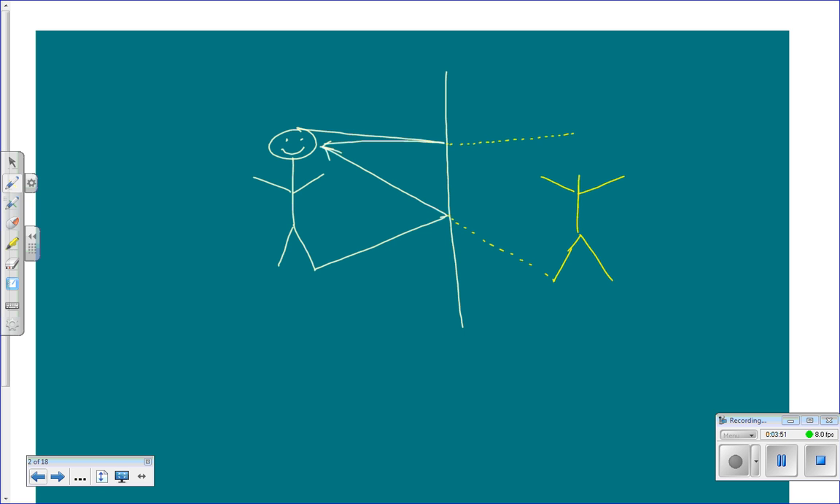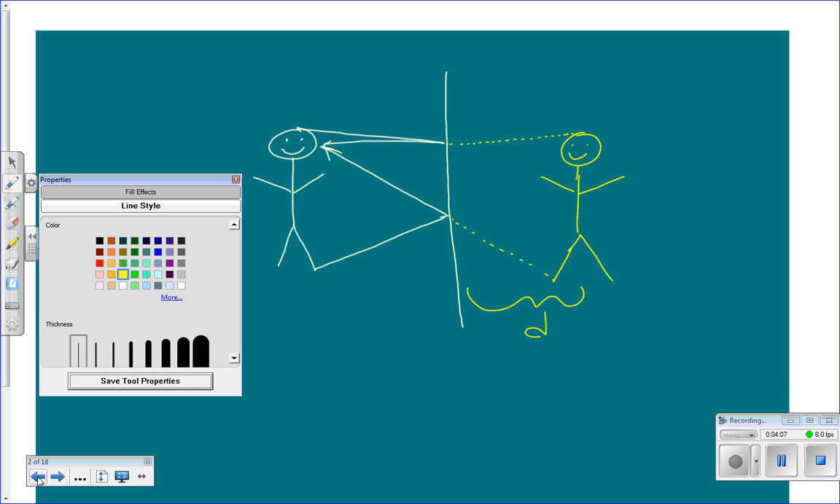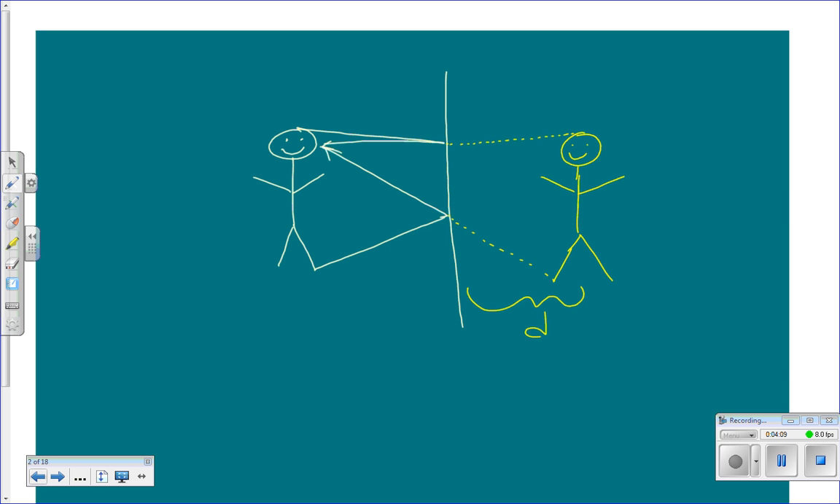And of course there's light rays coming from everything. We're not going to draw everything, but... And obviously I didn't measure anything, so this isn't perfect, but the distance that the image is, is the same distance that the object is. And everything looks to be the same size because it's all going in straight lines. Okay, so that's how reflection from a plane mirror works.